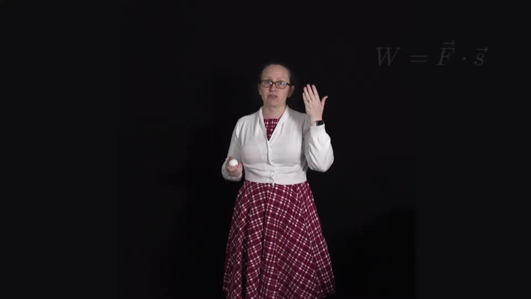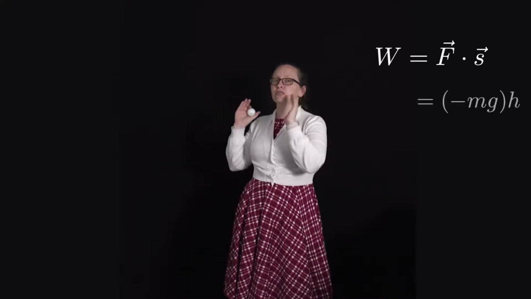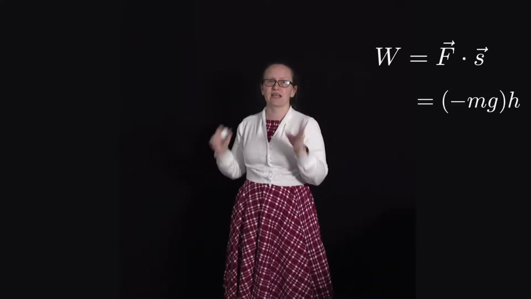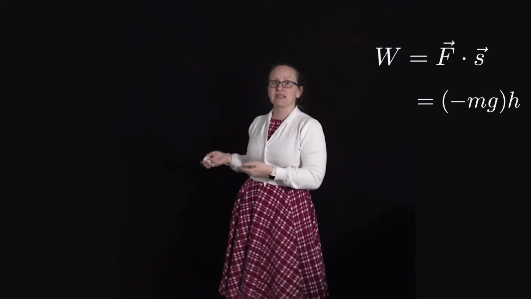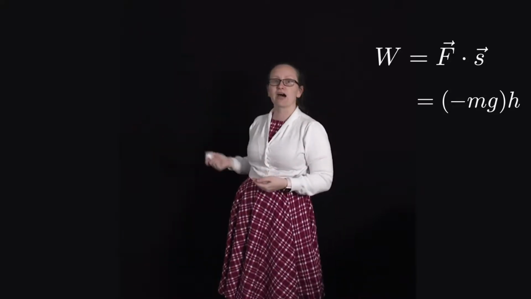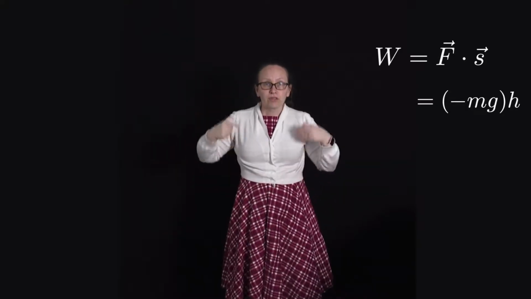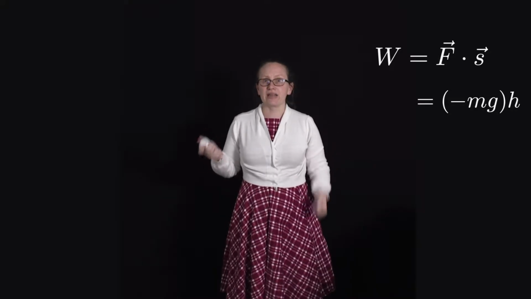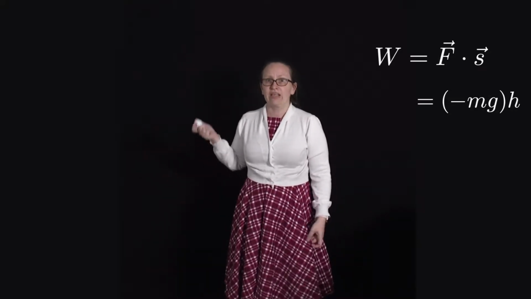So we can say the work is equal to F dot s, and this is given by the force, which is minus mg. In this case, the negative sign shows that it's going downwards, and then the displacement is h, where h is the height above my hand to which the ball gets. So in this case, the work done by the gravitational force on the ball is equal to minus mgh.